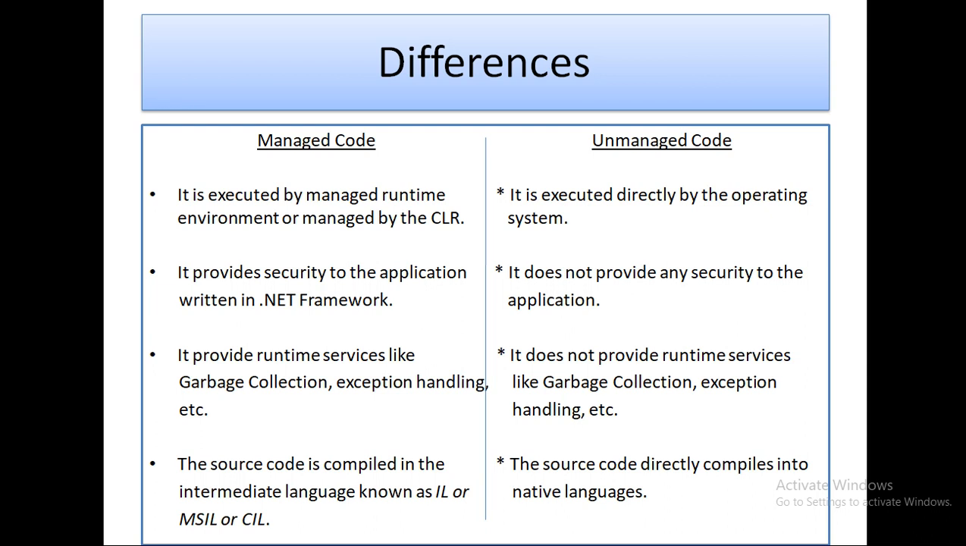And then the last point you can mention: the source code is compiled into the intermediate language known as MSIL. Your source code is always converted to intermediate language when you are using managed code. But in unmanaged code, it is directly compiled into the native language, meaning the machine level language, and it is executed by the operating system.